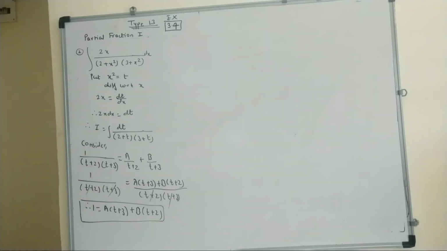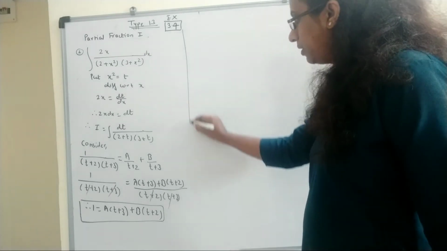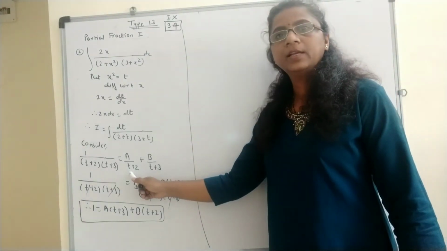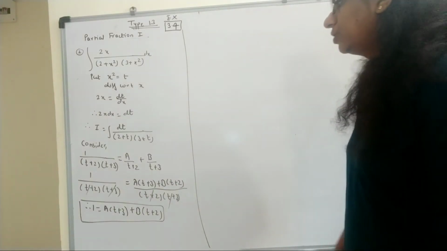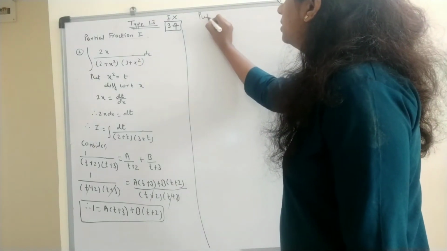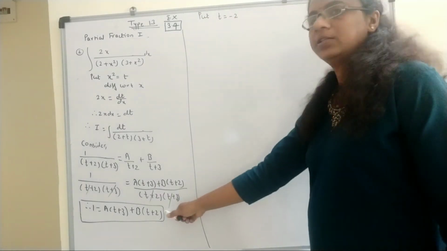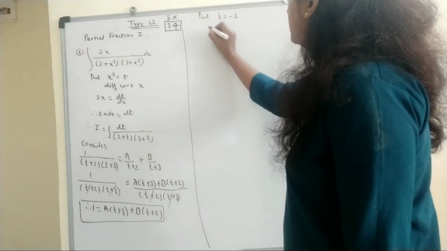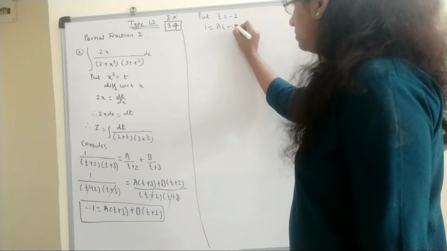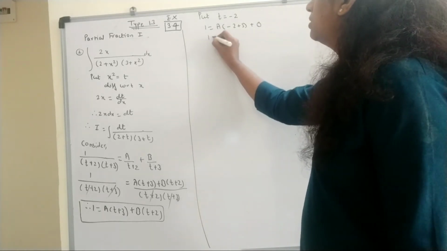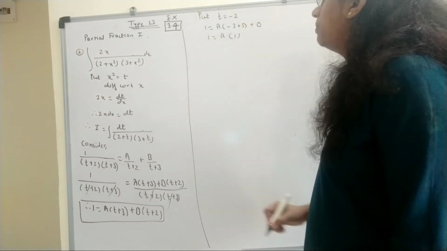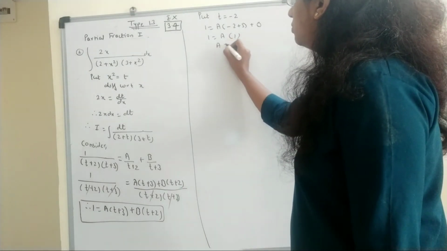With this equation only we'll find out the a and b values. For that, see here, the first factor is t plus 2. So t plus 2 is equal to 0, so we'll get t as minus 2. So we'll substitute t is equal to minus 2 in this equation, and so 1 is equal to a times minus 2 plus 3, and the second term becomes 0. So 1 is equal to a into 3 minus 2, which is 1. So you are getting a is equal to 1.